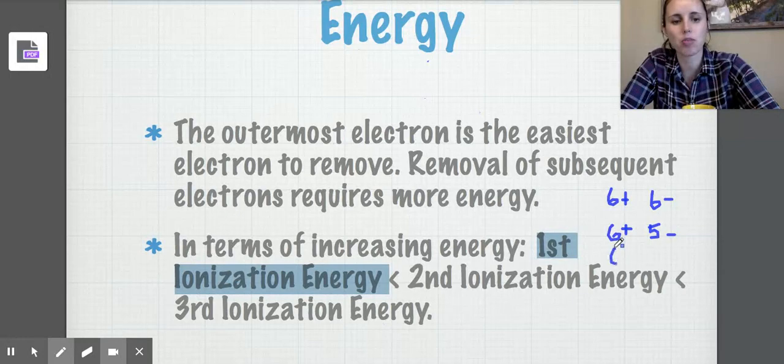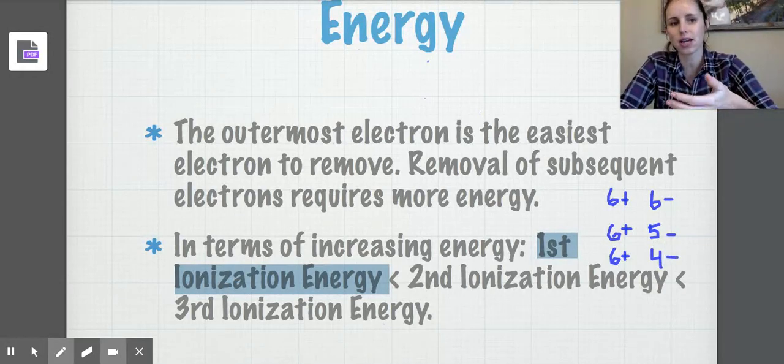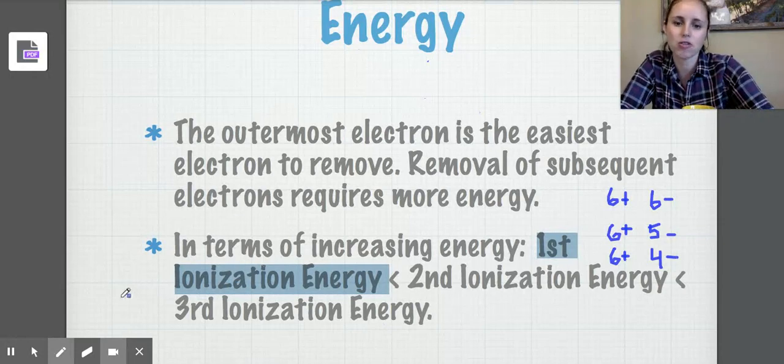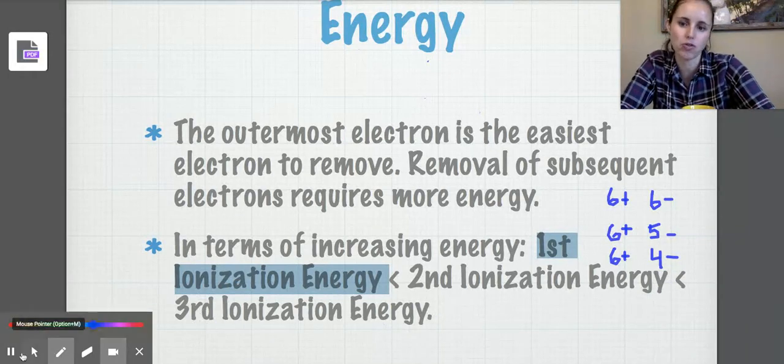If I want to remove a third electron, same idea. I still have 6 positives, but now I only have 4 negatives. They've got an even tighter hold on that outside electron. It's going to be even harder for me to remove that outside electron. So first ionization energy is the smallest. Second ionization energy is the second smallest. Third ionization is the third smallest, and so on and so forth.